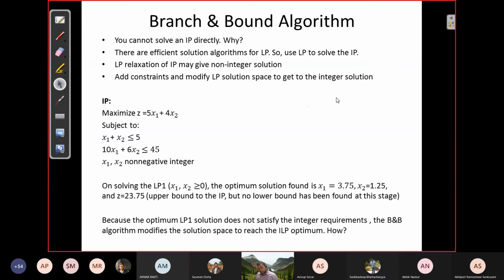Now let us try to understand what kind of algorithm is applied to an integer program to solve it. Because we have seen last week at the start of this topic, integer programming, that simple round off doesn't work. If you relax it to an LP and solve it by simplex, and then at the end round off the fractional values to the nearest integers, it may lead you to infeasible solutions, and there is no guarantee that it will give you the optimal solution.